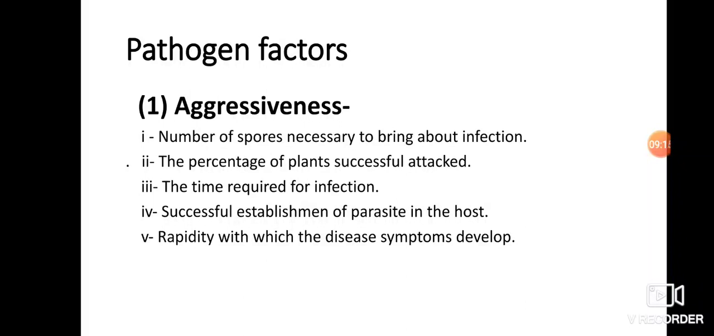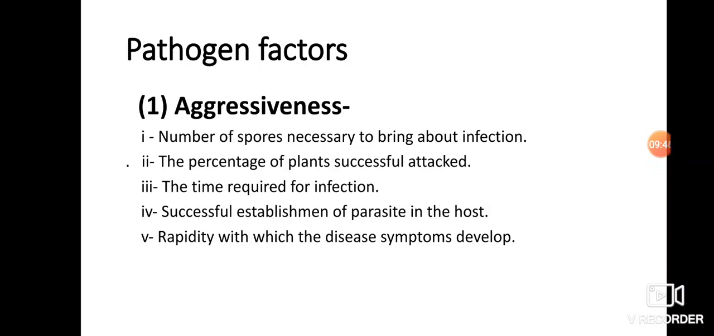Third factor is pathogen factor. In pathogen factor, we will include aggressiveness, inoculum potential, and latent infection. First one is aggressiveness. Aggressiveness is the capability to invade the plant, to obtain nutrition from it, and to reproduce in or on it.